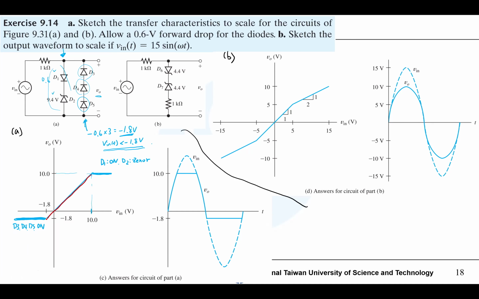So here, and for that segment, we have VO(t) equals V in(t). Okay, this is the characteristic diagram between V in and V out.